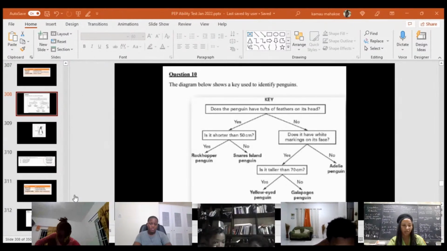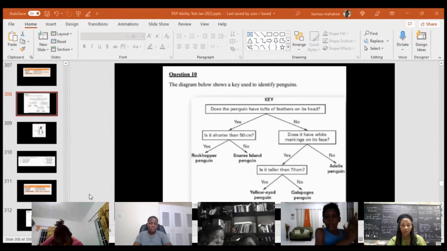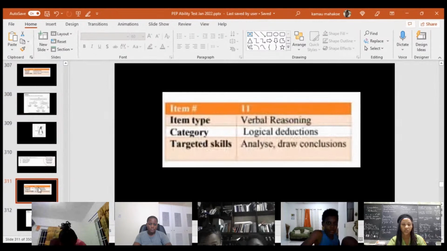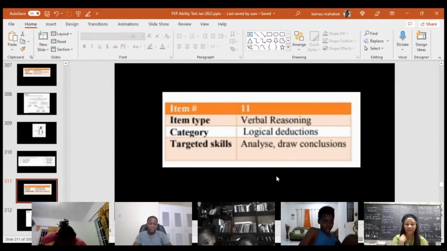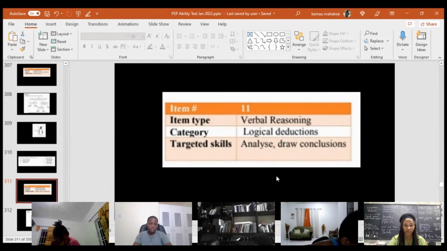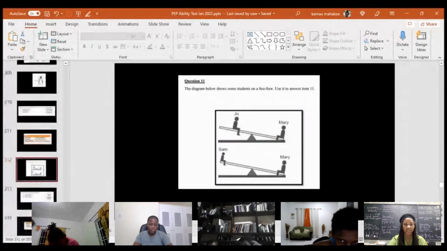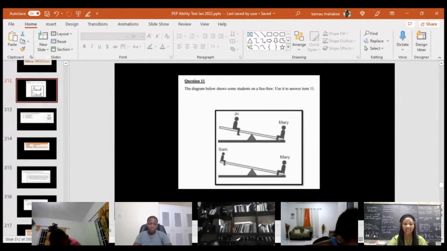So, going to welcome back Amari and John. All right. Amari, I'm going to ask you to read the next item after I introduce the item. So this is item 11, item type verbal reasoning, category logical deductions, targeted skills to analyze and to draw conclusions. So let's just look at the diagram. It shows some students on a seesaw, and we're going to use it to answer item 11. So this is Joe, this is Mary, this is Sam.